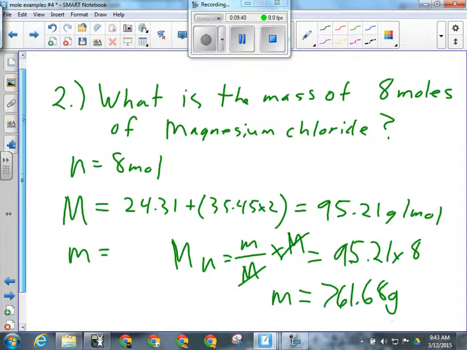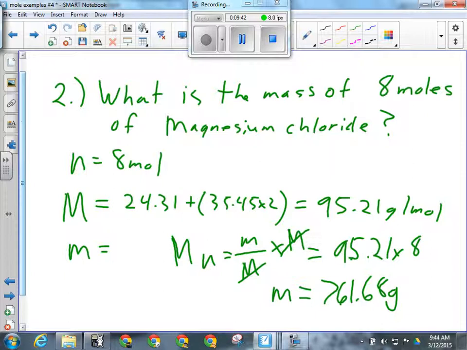Okay, so for number 2, we're asked, what's the mass of 8 moles of magnesium chloride? Again, ionic compound, that has to be what? Swapped and dropped. And if you forget that, you're going to have a lot of trouble getting it right after that. So we're told that there's 8 moles. We have to calculate the molar mass. So we've got 1 magnesium and 2 chlorines because magnesium chloride is MgCl2. That gives us a molar mass of 95.21 grams per mole.